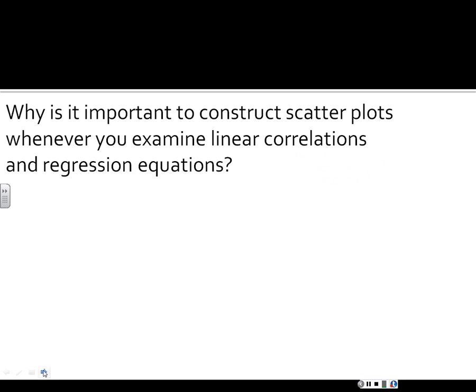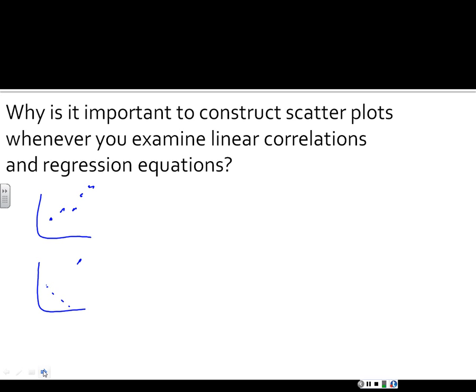Why is it important to construct scatter plots when you examine linear correlations and regression? Well, a couple of things. One is you can have different sets of data that have the same intercept, slope, and correlation, but are nothing like one another. You may remember on maybe the second page of the Tufte text, he had something that looked like that.